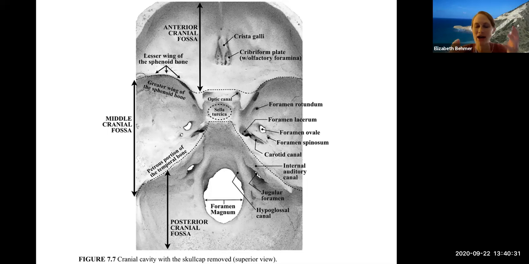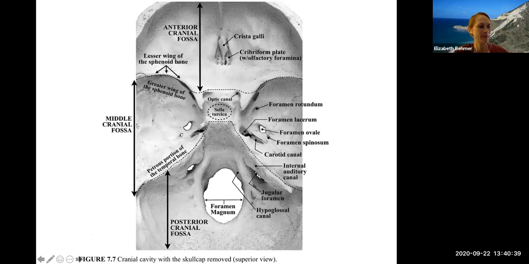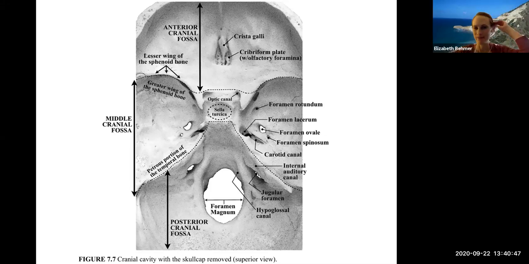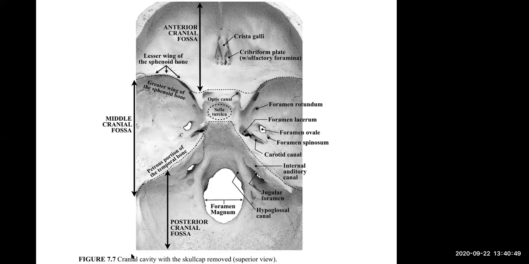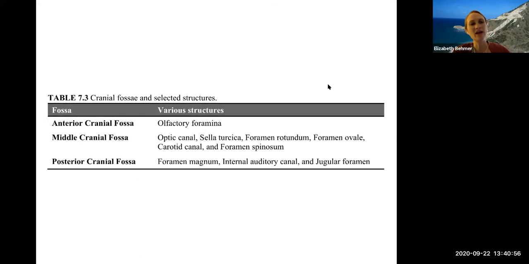Again, why are we learning this? What's going through these holes? Why is this important? What goes through all these foramen? What goes through any hole or foramen in the body? Blood vessels, nerves, yes, exactly. So different blood vessels and nerves travel through these foramen. Yeah, good.